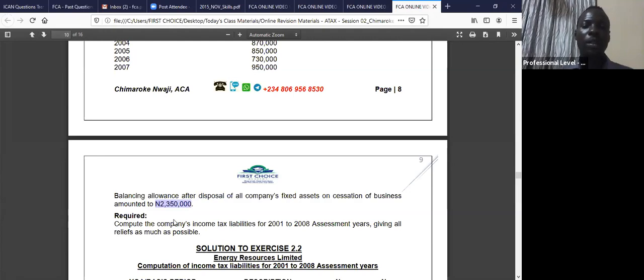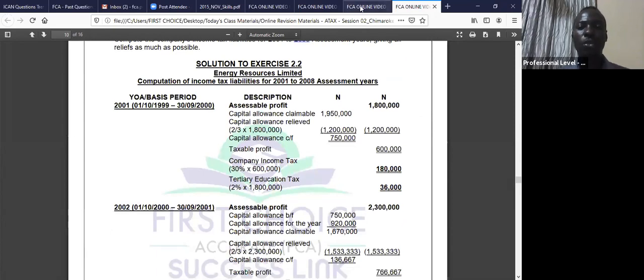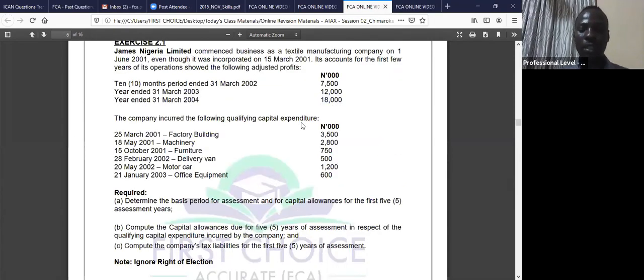Now, compute the company's income tax for 2001 when the business started down to 2008 when the business ends, giving all relief as much as possible. And I told you when a business ends and there are unutilized capital allowance, we will carry it backward for 5 years. We are going to examine it in this question. Okay, so let's see the solution to this question here now.